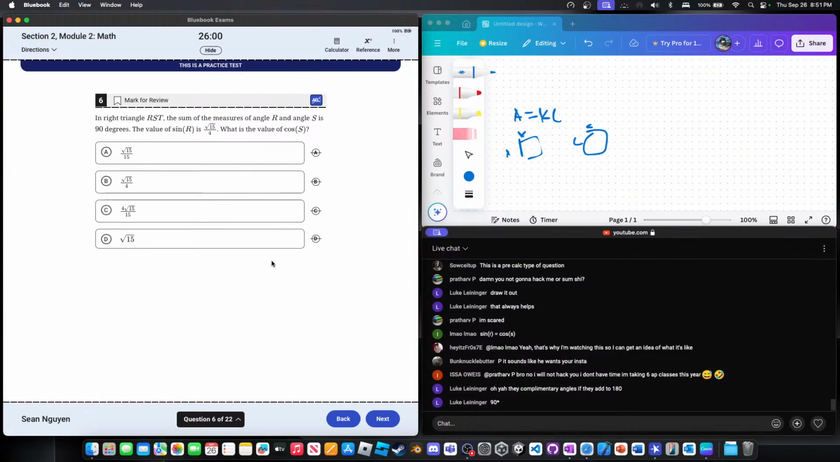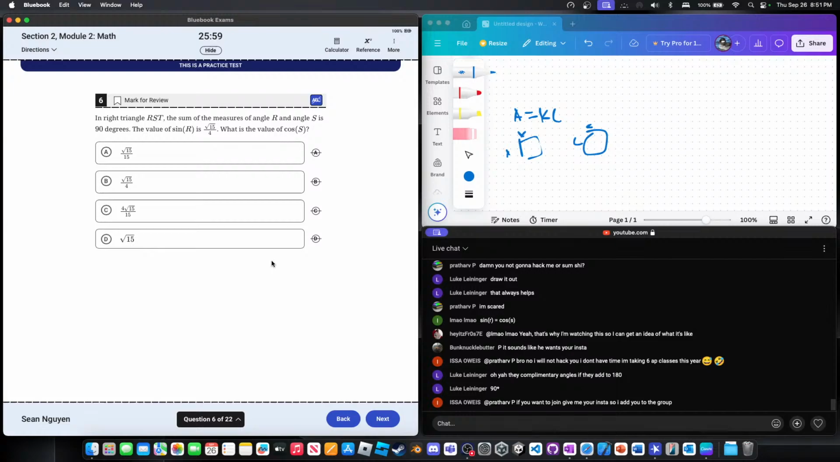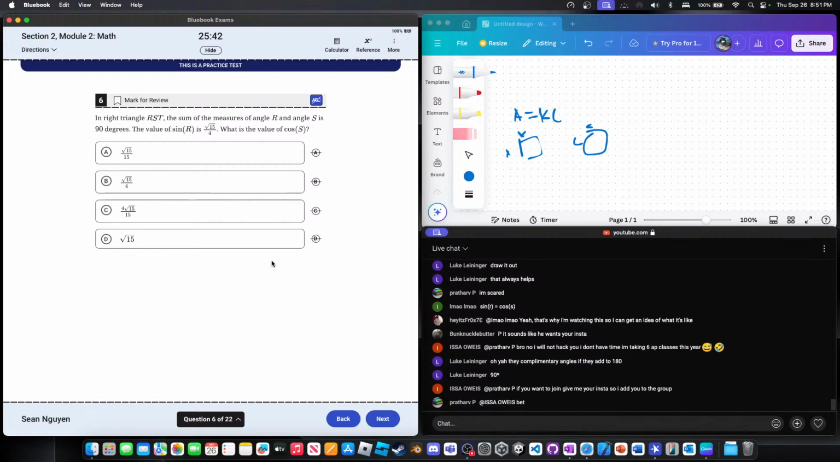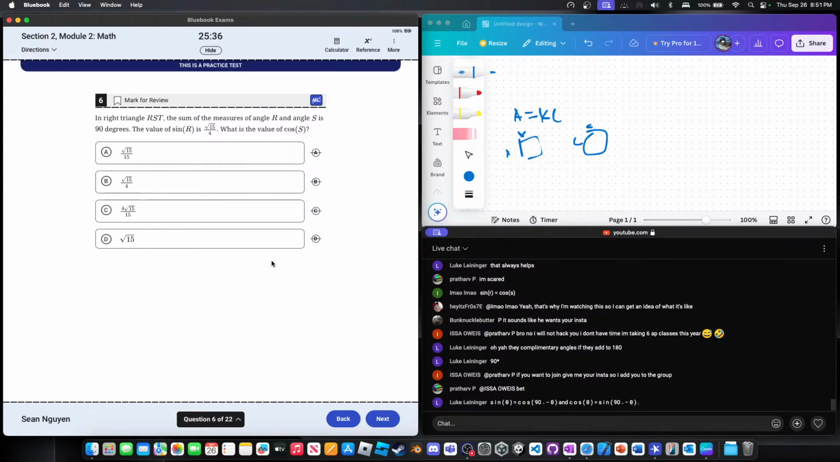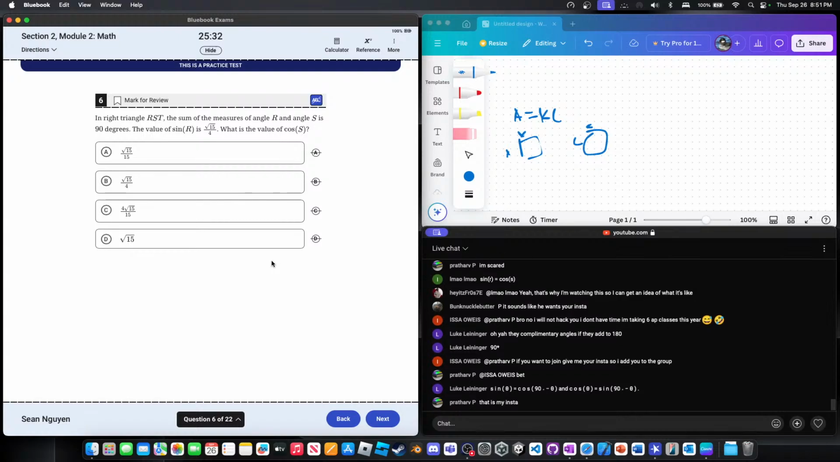And then what is the value of cosine? Okay, value of cosine, got it. Root 15 squared plus x squared is equal to 4 squared. So 15 plus x squared is equal to 16, so x equals 1. Okay, the adjacent is going to equal 1. Hypotenuse is equal to 4. Opposite is going to equal root 15. Cosine S.